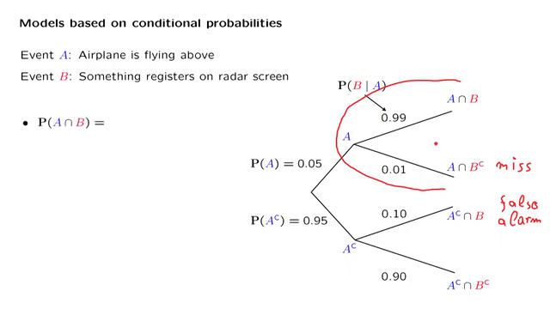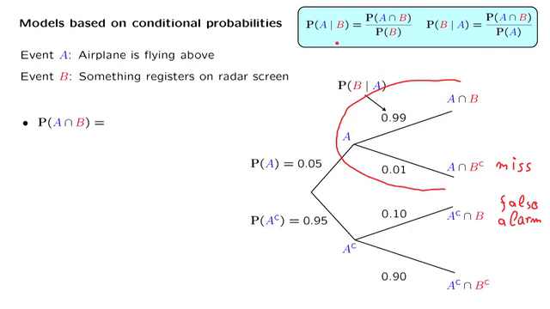Let us look at this question. Can we calculate the probability that both A and B occur? It's this particular scenario here. How can we calculate it? Well, let us remember the definition of conditional probabilities.